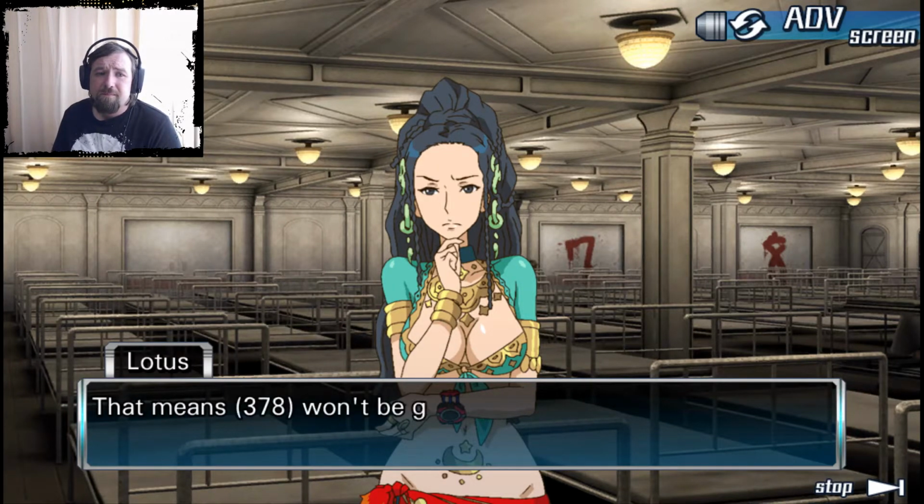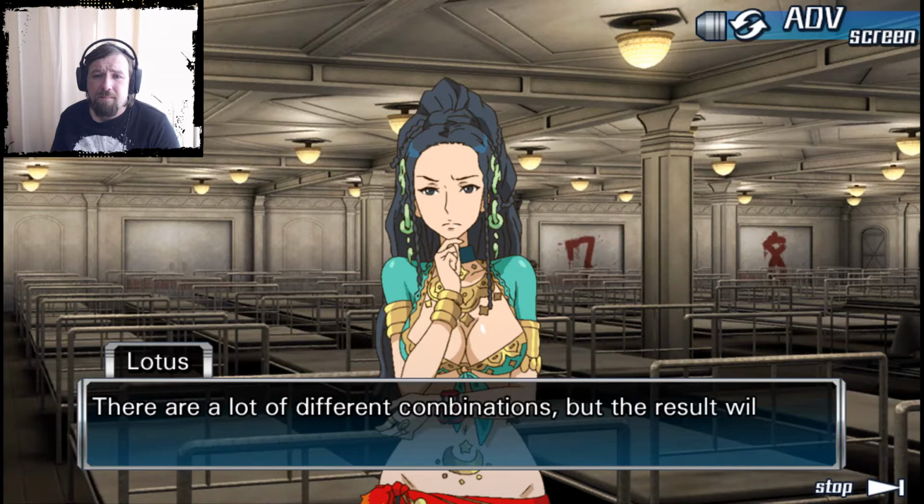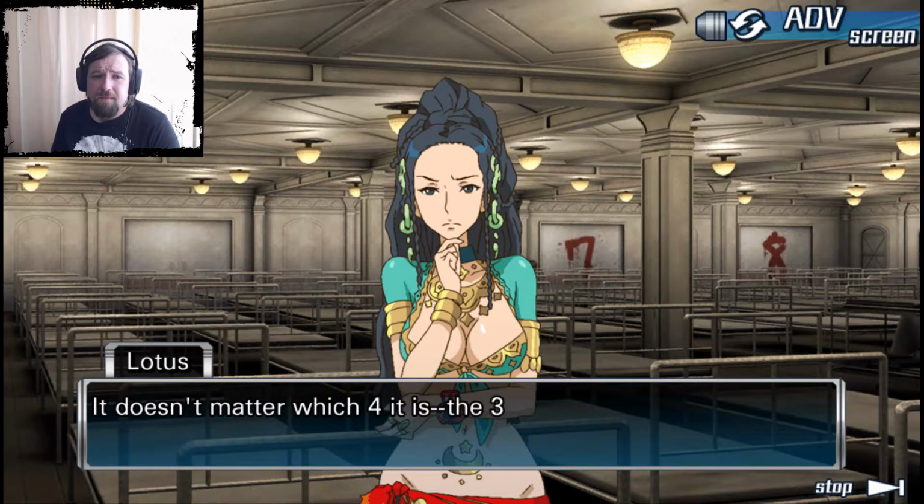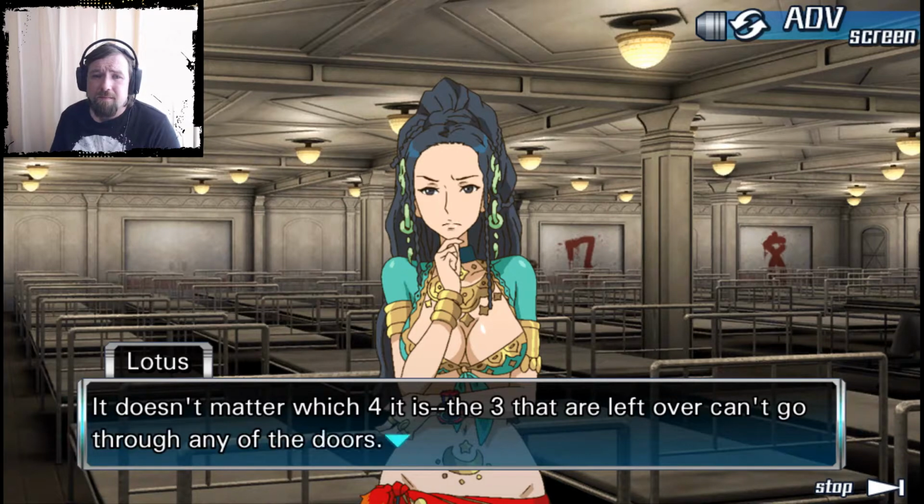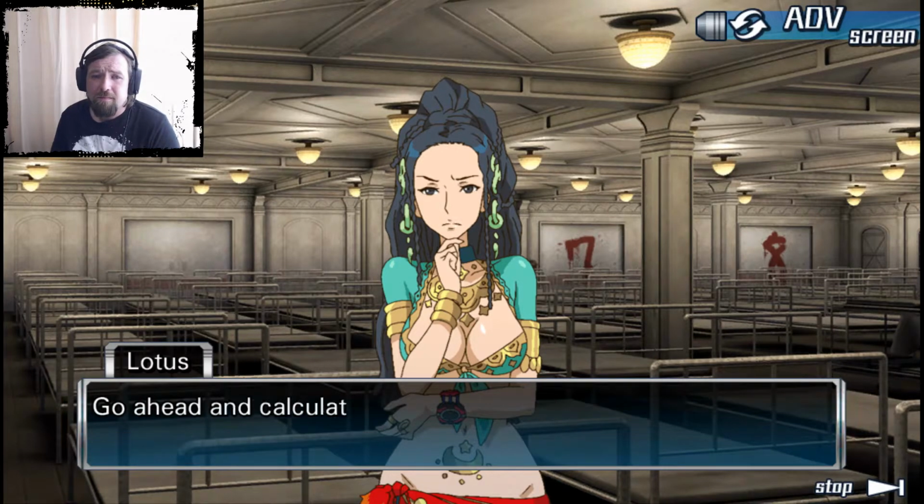That means 3, 7, 8 won't be going anywhere. That was just an example, of course. There are a lot of different combinations, but the result will always be the same. It doesn't matter which 4 it is. The 3 that are left over can't go through any of the doors. Go ahead and calculate it if you have the time. You'll see. Anyway, that's how it is.